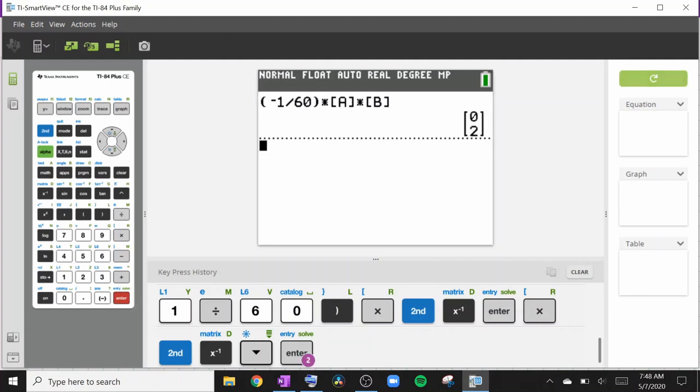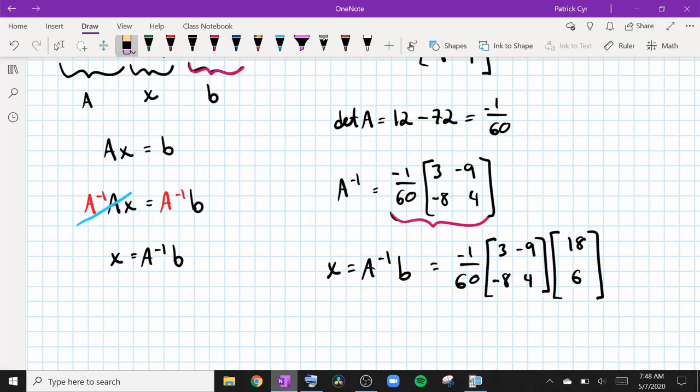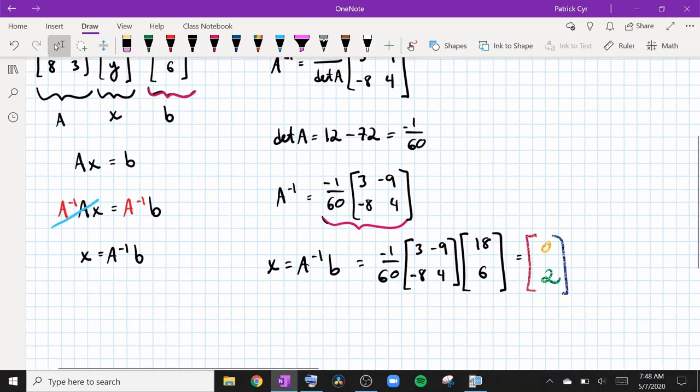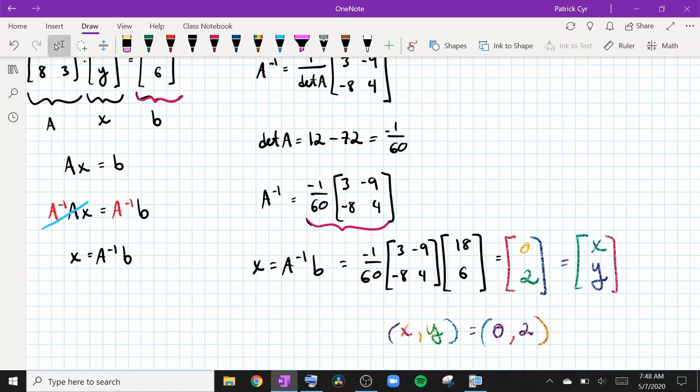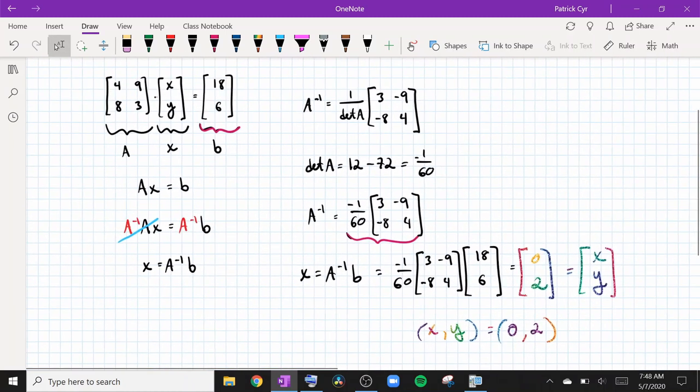Okay, and so we get 0 and 2, which is a matrix. So over here, we get 0 over 2. Well, that is actually our x value and our y value. So the solution for the system of equations is 0 for x and then 2 for y. Okay, let's do this again with the 3 by 3 matrix.